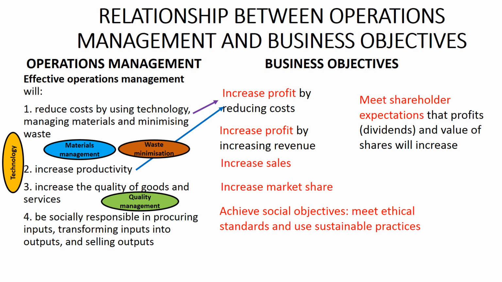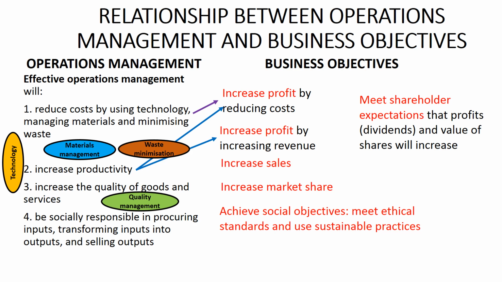Another way in which profit can be increased is by increasing revenue. By increasing productivity through the use of technology, materials management, and waste minimisation strategies, effective operations management will enable the business to produce and sell more output, which will result in increased revenue and therefore in increased profits. In this way, effective operations management will again contribute to the achievement of the business objective to increase profit.